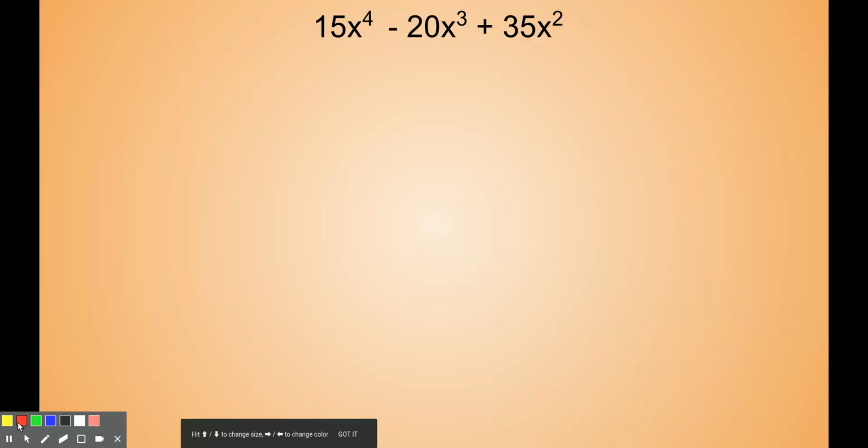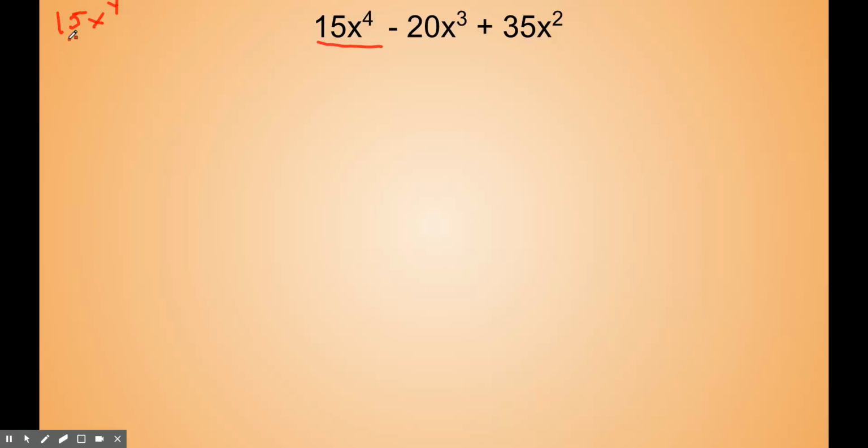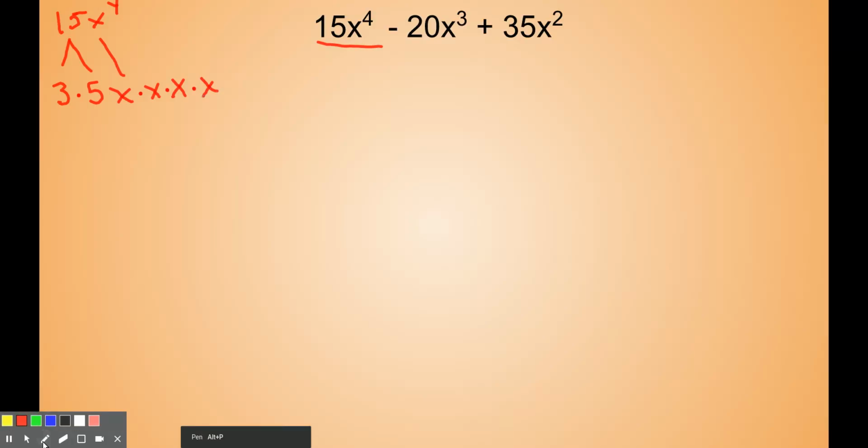So let's start with this term, 15x to the fourth. Fifteen can be factored as 3 times 5, and x to the fourth can be factored as x times x times x times x. The next term is negative 20x to the third.